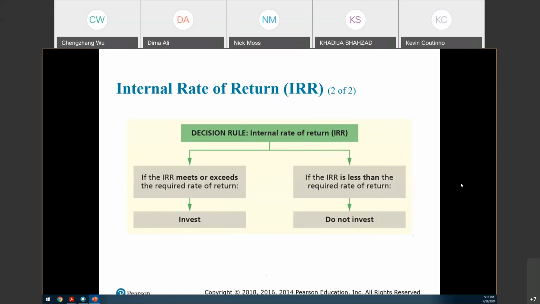So this is the logical decision tree for the use of IRR. If the IRR meets or exceeds the required rate of return, the management decides to invest. Otherwise, if the IRR is less than the required rate of return, the management doesn't need to invest in this project.